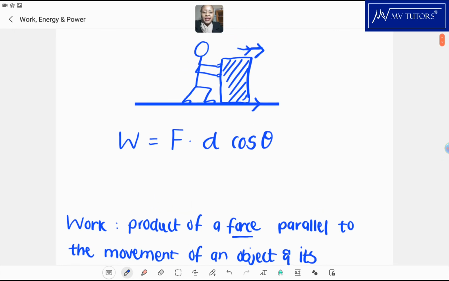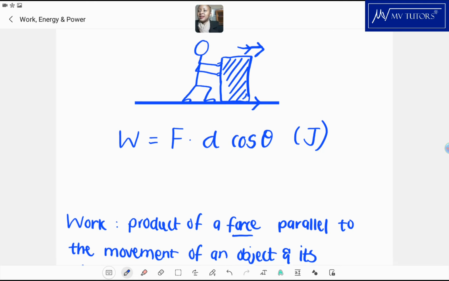And work is a scalar quantity, so there's no need to indicate it with an arrow or show direction. It is a scalar quantity and it is measured in joules, which is shown as a capital J.